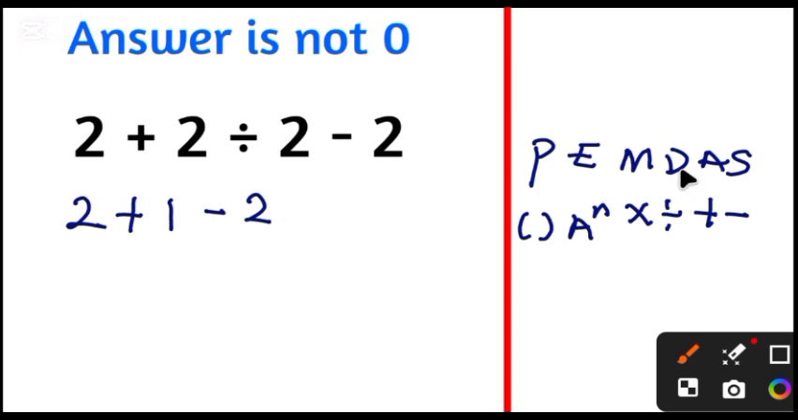Now, the next is addition and subtraction according to PEMDAS. So we just go from left to right. So 2 plus 1 equals 3, minus 2 equals 1. This is the correct answer to this equation.